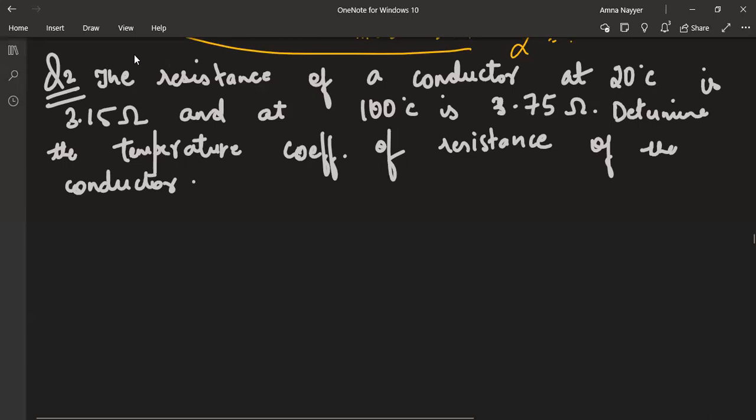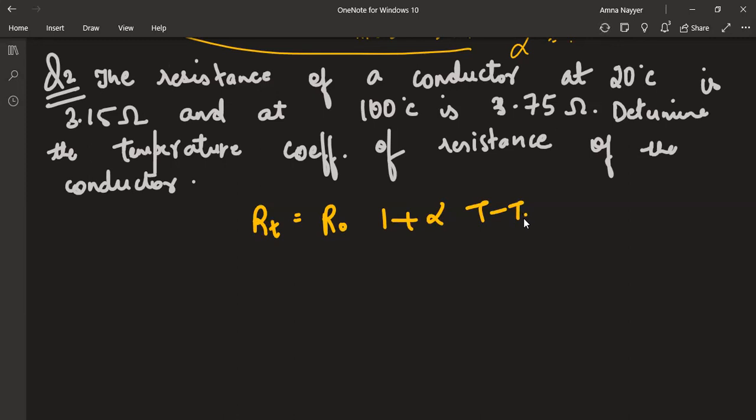See, it says that the resistance of a conductor at 20 degrees Celsius is 3.15 ohm and at 100 degrees Celsius it is 3.75 ohm. So you have to determine the temperature coefficient of resistance. See, the formula is R_T equals R naught into (1 plus alpha (T minus T naught)).